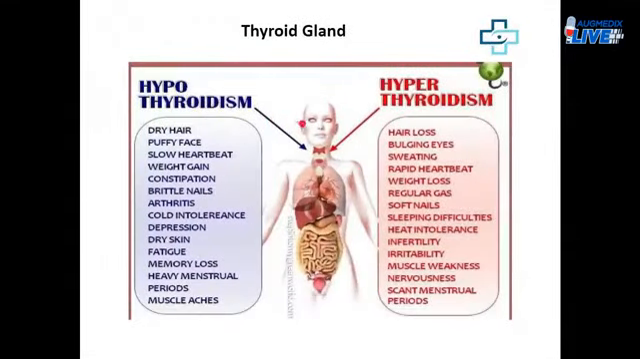Next is, what is the difference between hypo and hyperthyroidism? So hyper means the patient has more thyroid hormone. Now what is the function of thyroid hormone? Thyroid hormone usually controls our metabolic rate. So a patient who has more thyroid hormone has a higher metabolic rate, right? Similarly, a patient with less thyroid hormone has a low metabolic rate.